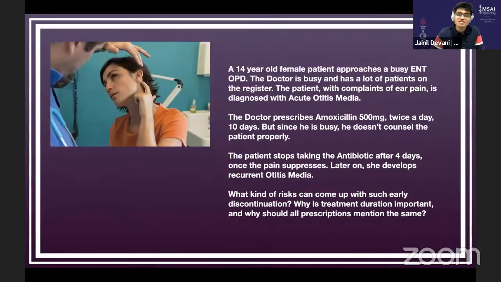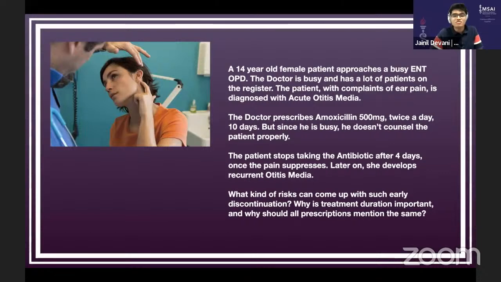Okay, so in the first case, a 14-year-old female patient approaches the ENT OPD. The doctor is busy and has a lot of patients on the register, and the patient with complaints of ear pain is diagnosed with acute otitis media. So the doctor prescribes her amoxicillin 500 milligram for 10 days, twice a day. But since he is busy, he does not explain this to the patient properly. The patient in turn stops taking the antibiotic once the pain suppresses, and later on she develops recurrent otitis media.